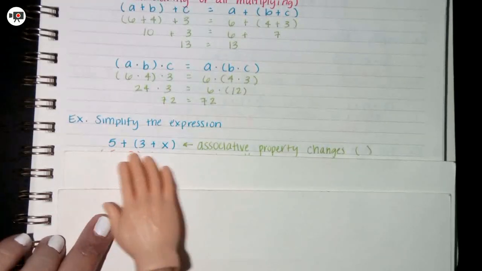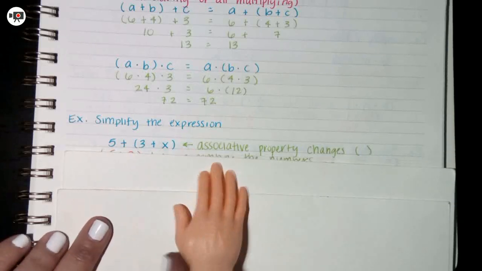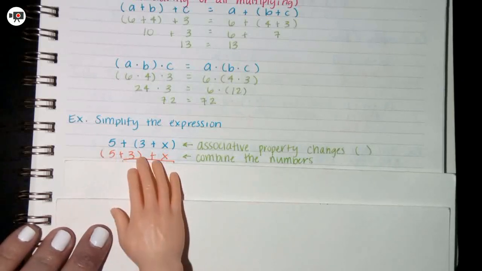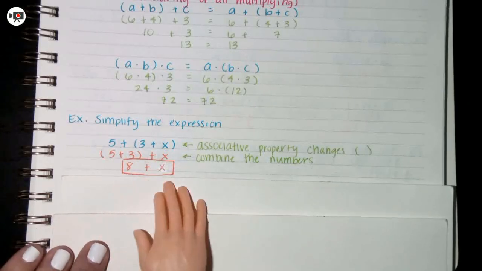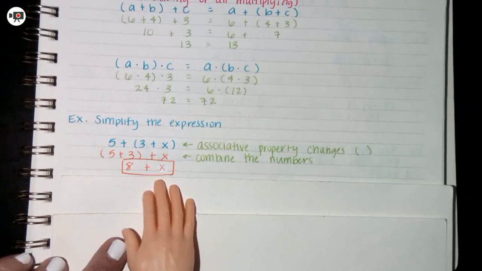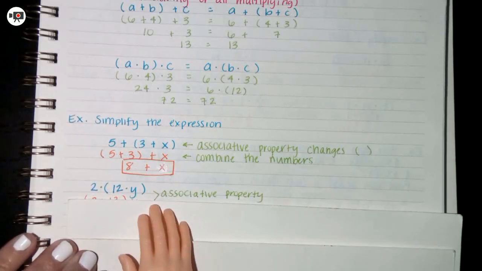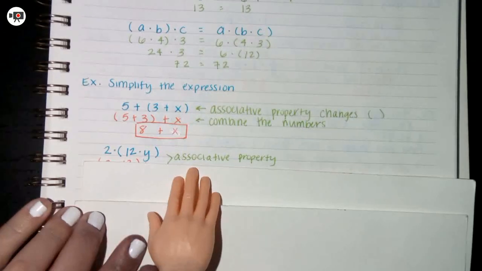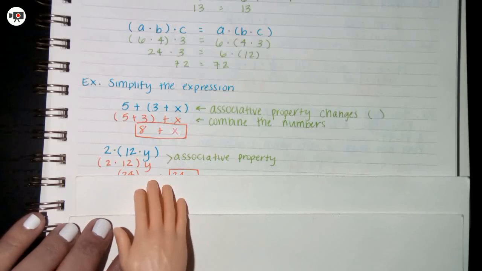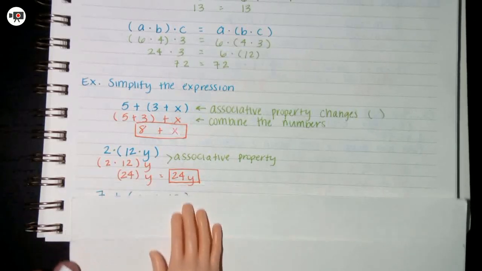If I have 5 plus (3 plus x), 3 plus x is in parentheses, I'm going to use the associative property to change what is in the parentheses. I do 5 plus 3 is 8, and 8 plus x. I do not know x. I can't do anything with it. It just needs to stay x. So this is my answer. If I have 2 times (12 times y), I'm going to use the associative property and change parentheses to be around the numbers. 2 times 12 is 24. 24 times y is 24y.